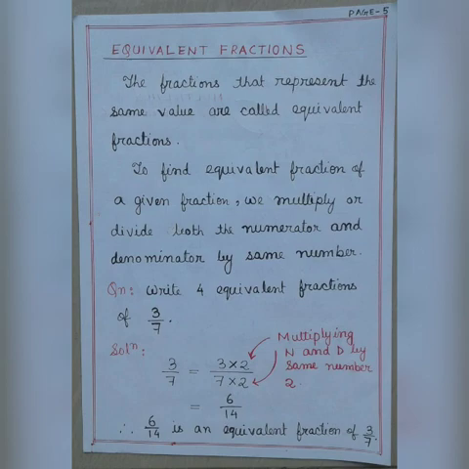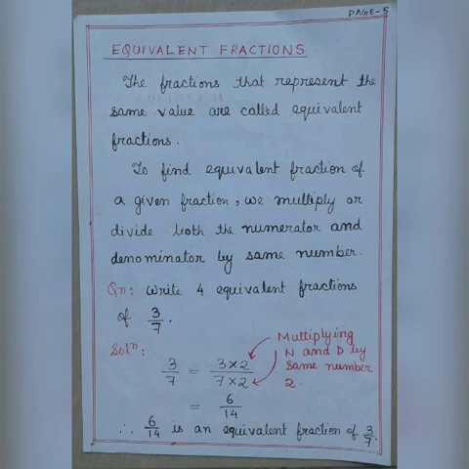Next topic is equivalent fractions. The fractions that represent the same value are called equivalent fractions. To find equivalent fraction of a given fraction, we multiply or divide both the numerator and denominator by the same number. So you will understand it with the explanation of finding equivalent fraction of a given fraction.